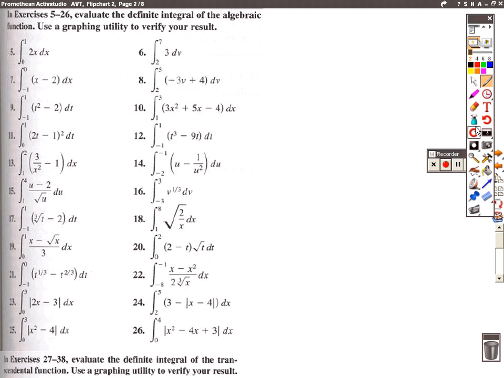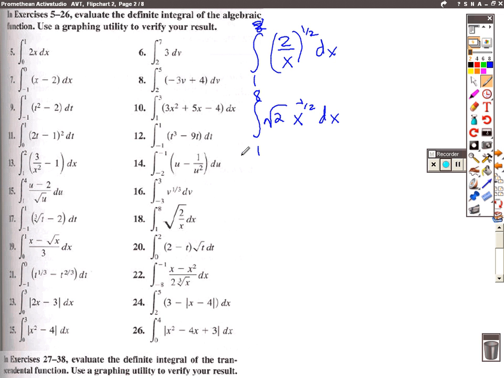In problem number 18, I'm going to do a rewrite first, and that's the key to most of these problems. The integral from 1 to 8 of 2 over x to the 1/2 power dx. Now notice that everything is square rooted. So another way to write this, and this might be the easier way for you to write it, is to write it as 1 to 8, keep the 2 under the square root because we're not going to integrate that. That's just going to be a coefficient. X to the negative 1/2 power. We're going to bring that x to the numerator, and we have to change its sign.